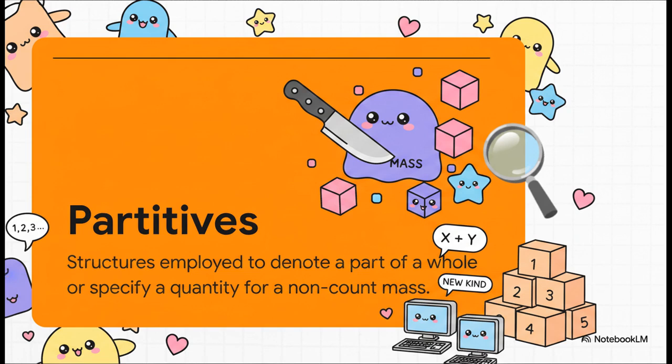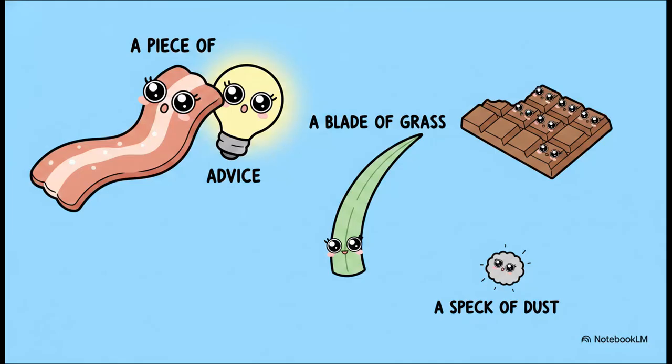Honestly, without these constructions, we wouldn't have any grammatical mechanism for isolating a single instance of an uncountable idea. And English employs a really fascinating mix of partitives to achieve this structural division. We rely heavily on highly versatile partitives like a piece of, which functions perfectly for concrete nouns like bacon, but actually works equally well for abstract ones like advice. We also use bit for small quantities or item for more formal abstractions like an item of news.